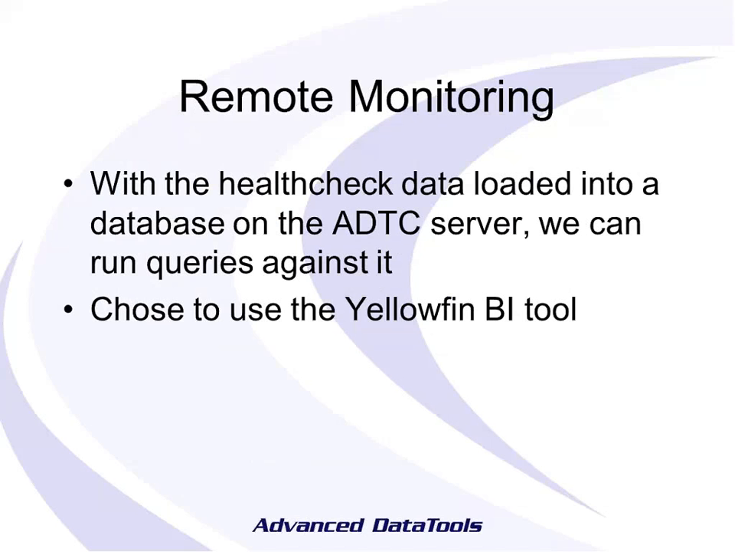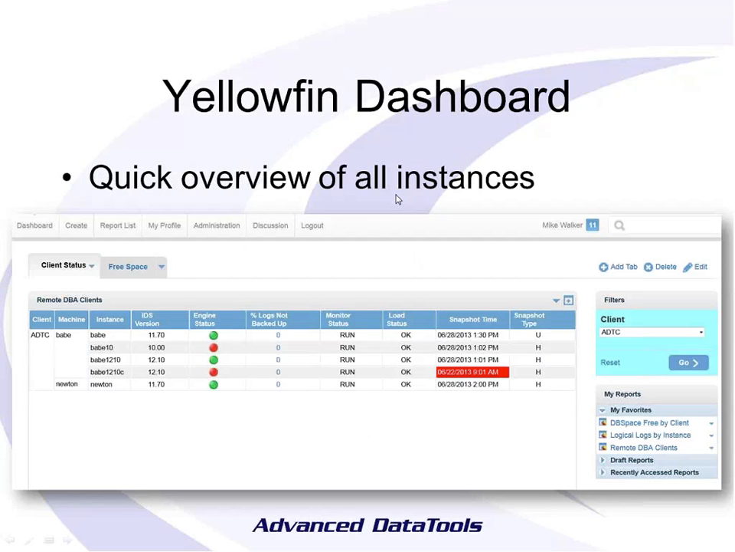Now, we're gathering all of this data, both the urgent data and the hourly data and the daily data, and we're putting it all into a database on our server, which is great because now we can not just query the current status, but we can also go back and look at history. So we decided to use a BI tool out there called YellowFin. And this is a web-based tool that allows us to query this data. I've got some examples here, and I put these in the presentation, but I can give you a live demo, all being well.